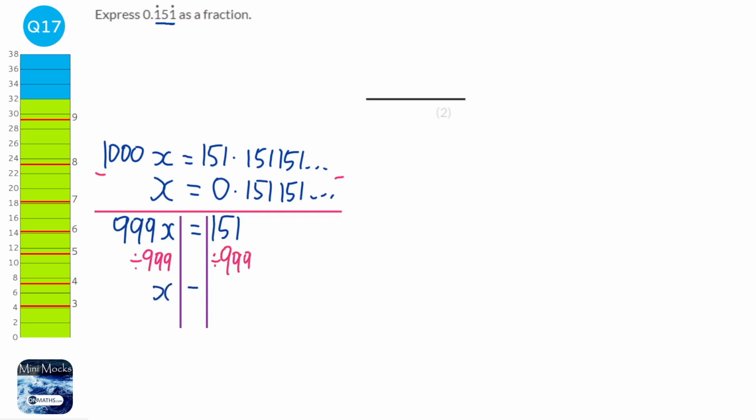And so we end up with x equals 151 divided by 999, or over 999. And that's our answer.